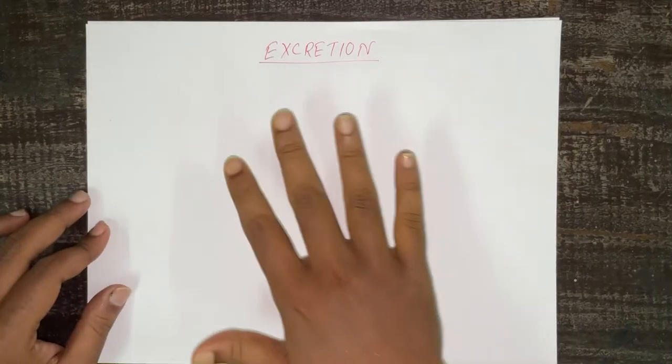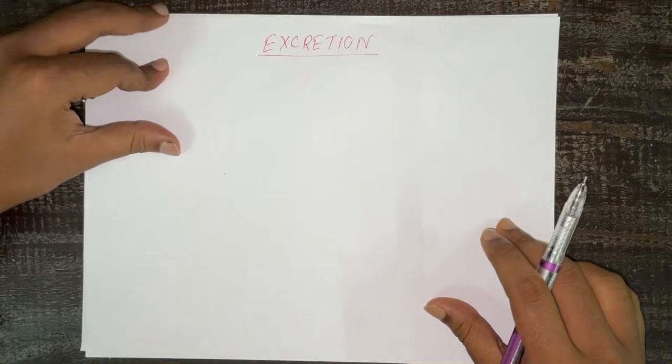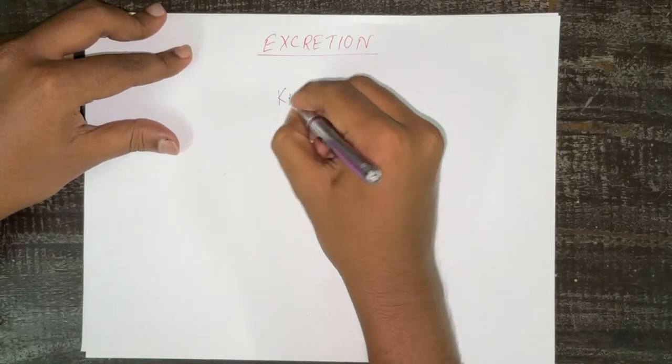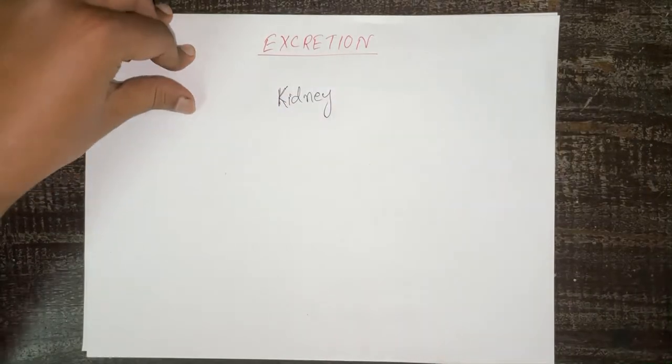Hello everyone, welcome to another video, and today we are going to talk about excretion in human beings as well as plants. Now, what is the excretory organ of the human beings? The excretory organ is our kidney, and we all know about this. We have studied about the kidney in our junior classes as well.